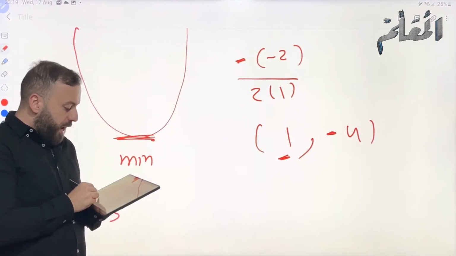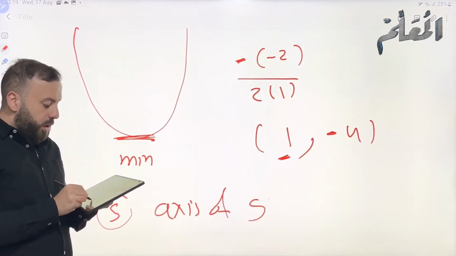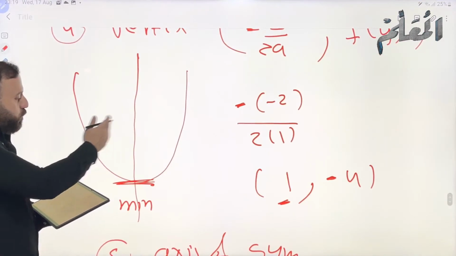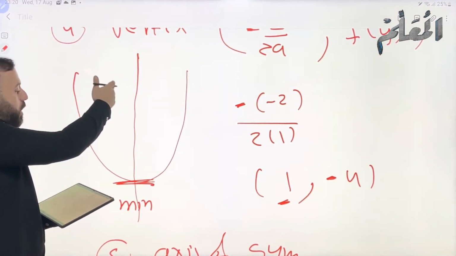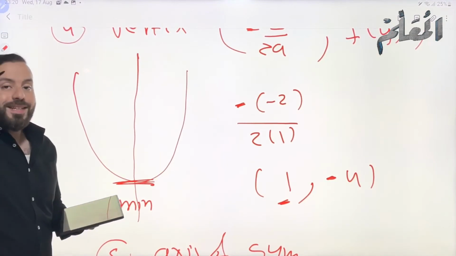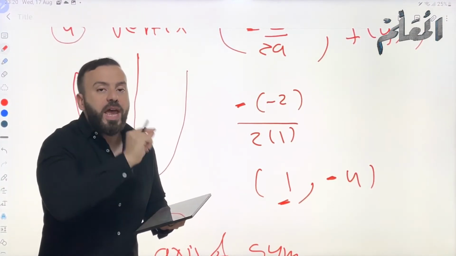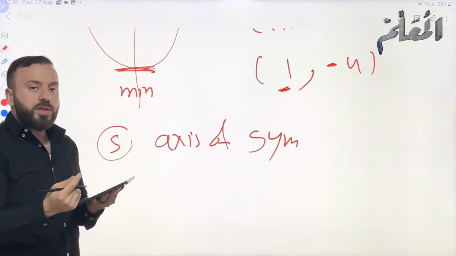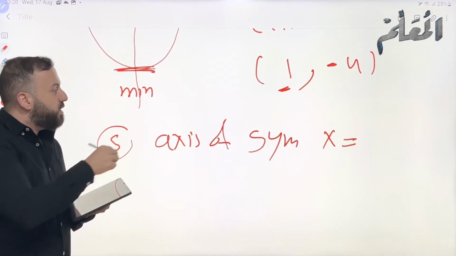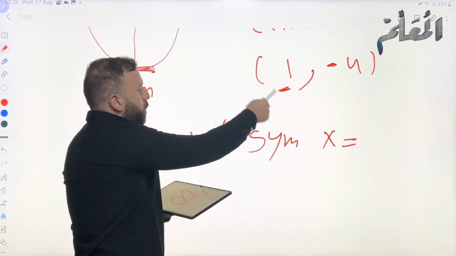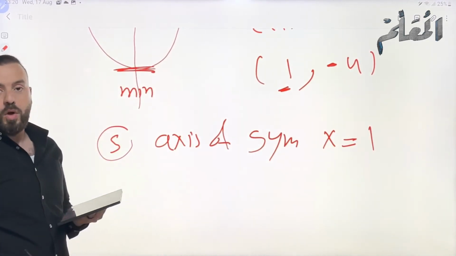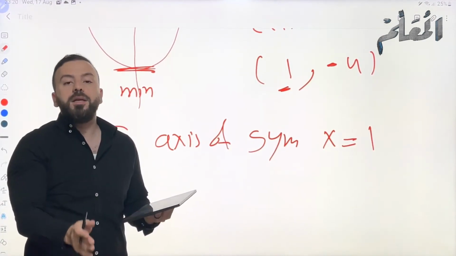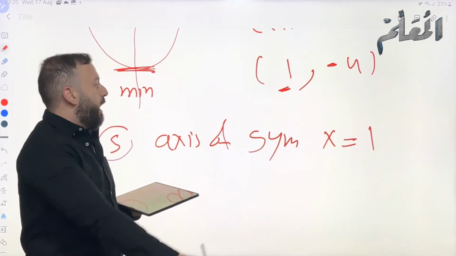Now, number 5, the axis of symmetry. The axis of symmetry is the line which splits the parabola into 2 equal parts. Since it's a vertical line, the equation of a vertical line always starts with x equals. What's the x coordinate of the vertex here? It's 1, so x equals 1. That's the axis of symmetry, the line which hits the parabola in the middle and touches the vertex also.